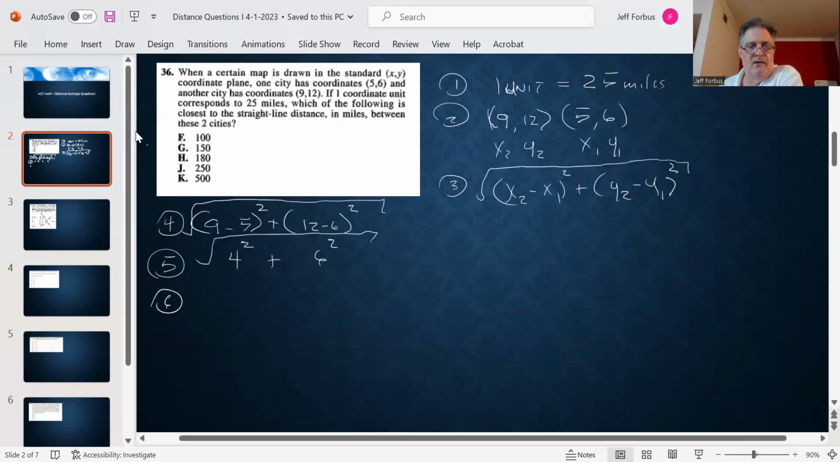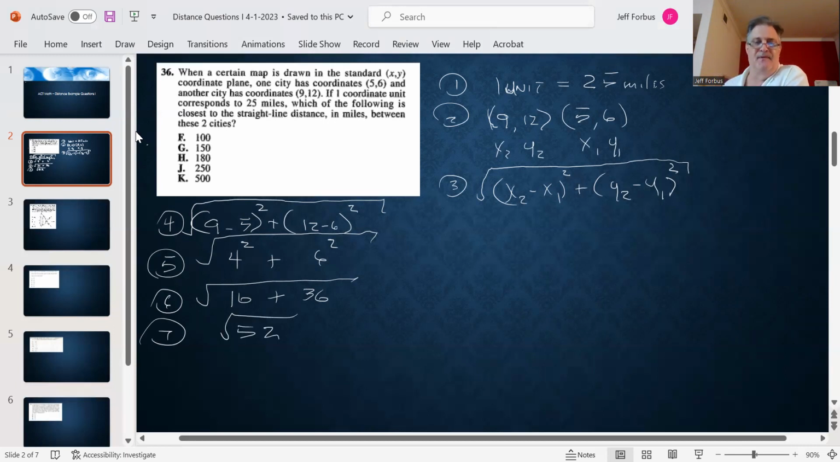Now, 4 squared is 16, plus 6 squared is 36. 16 and 36 gives us 52. So the square root of 52. So the distance between those 2 points is the square root of 52.